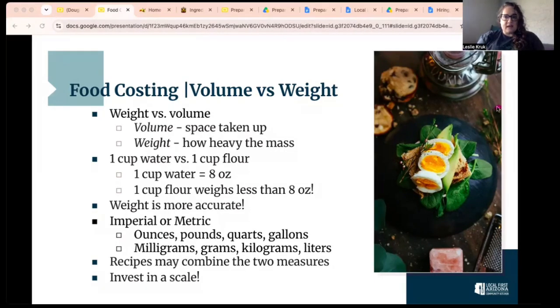Investing in a digital scale is a great way to make sure that all of your recipes are scaled accurately. They don't have to cost that much. A lot of them are $20 or less, and they run on batteries. So the most you're going to replace are batteries from time to time to make sure those measurements are accurate.